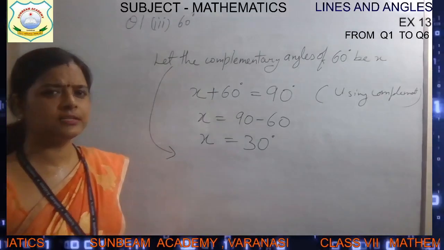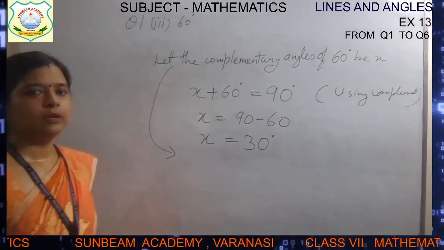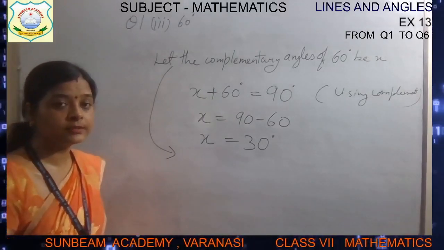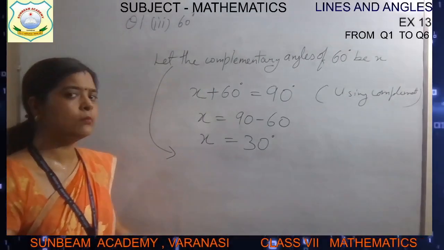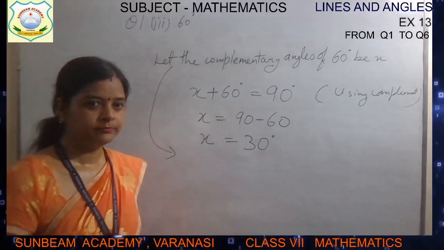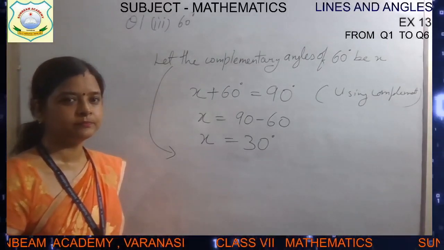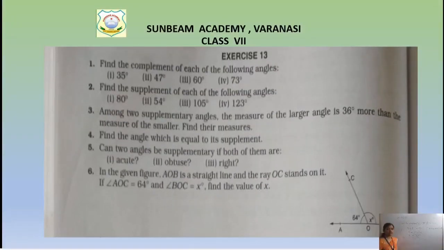I think it is very easy for you. Now let's move ahead with the next question. Am I fast? No. I know my children are also fast. With speed and accuracy, we will solve the maths. Now see the next question. Question number 2. Find the supplement of each of the following angle.